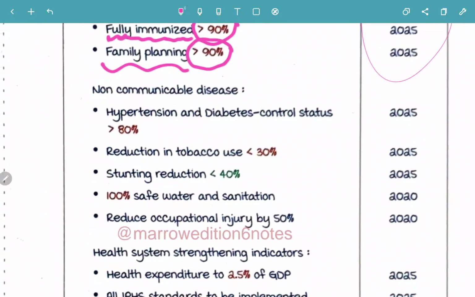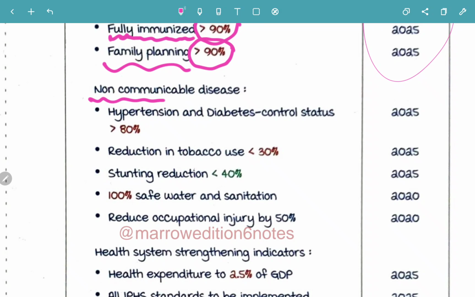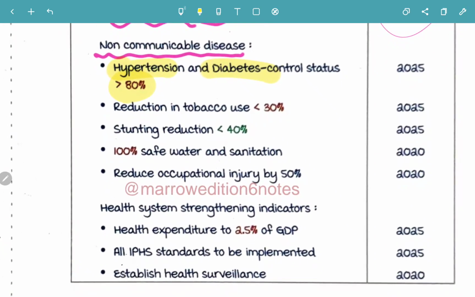Next is under non-communicable disease. So under non-communicable disease, what are the targets? First is hypertension and diabetes control status must be at least more than 80%. Reduction in the tobacco use, that is less than 30%. Then stunting reduction. Stunting reduction must be less than 40%.